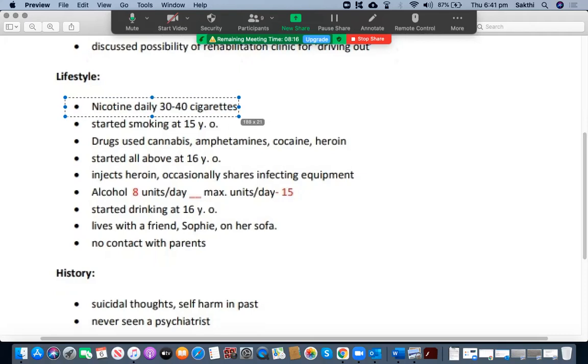Okay, she has a habit of excessively smoking. It's too much, isn't it? 30 to 40 cigarettes per day. Started smoking at 15 years. Drugs used. Okay, injects heroin occasionally. My God, that's not good. Alcohol 18 units a day. Maximum units is, oh my goodness, 15.